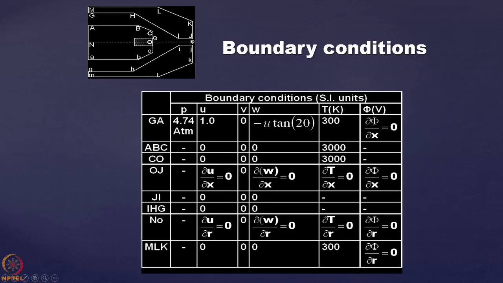So what are numbered here? At each boundary we need to apply some boundary conditions. Like you see here, I have put one GA, the first one. GA is over here. This is a channel surrounding the cathode, through which the gases enter. Here at the entry point, the pressure is 4.74 atmosphere. I have kept this because the gas is entering from a cylinder and its pressure is that high.